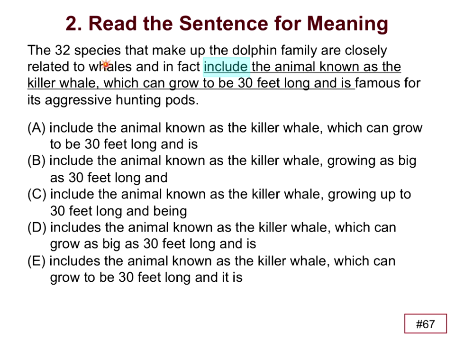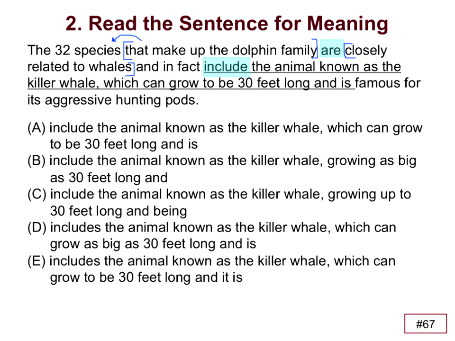Love it. Rahul's all over that. We've got modifiers going on here. All right, so that make up the dolphin family. That's a modifier that's describing the species. Good, good, good. And then are is another verb. It's interesting. Are, and then this part closely related. It's just additional information going with that part of the verb.